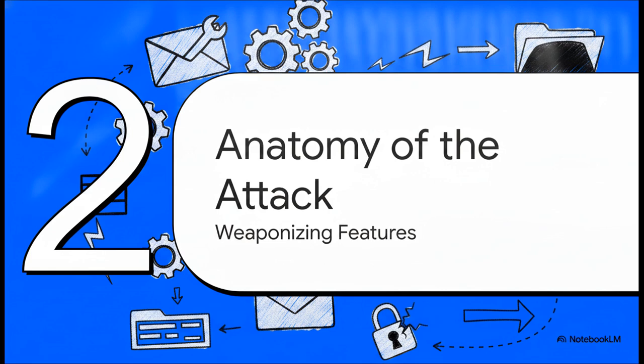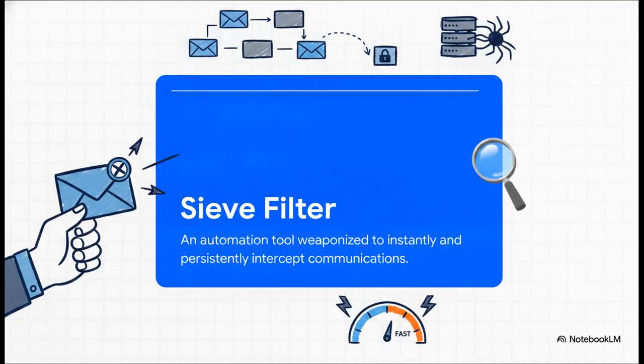Moving on to Section 2, Anatomy of the Attack. Weaponizing benign features. Let's look at how they pull this off, because attackers don't always need to invent fancy new malware to hurt you. Instead, they just weaponize the everyday, totally benign features we rely on to organize our digital lives. The main weapon of choice here is the Mailbox rule, or a Sieve filter. Now, normally this is just a legitimate OS-level or server-side automation tool you'd use to sort your mail into folders, but attackers weaponize it to instantly and persistently intercept your communications.